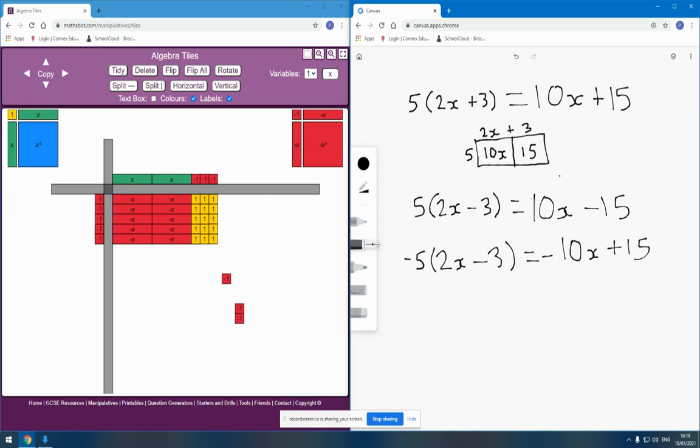So that is just a short video on how we might look at expanding linear expressions and using the algebra tiles to support in doing that.